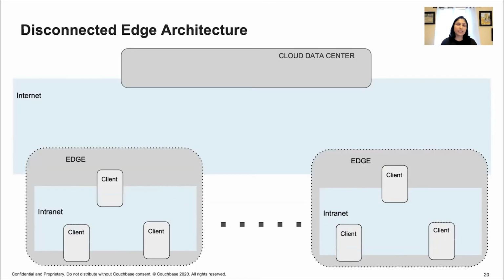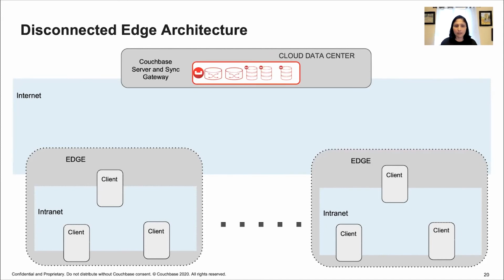So how does Couchbase Lite's peer-to-peer technology fit in with the paradigm of edge computing? Let's start with the distributed cloud architecture. You have Couchbase Server and Sync Gateway in the cloud data center. You've got client devices at the edge. Now, note that the edges are completely disconnected from the cloud data centers.